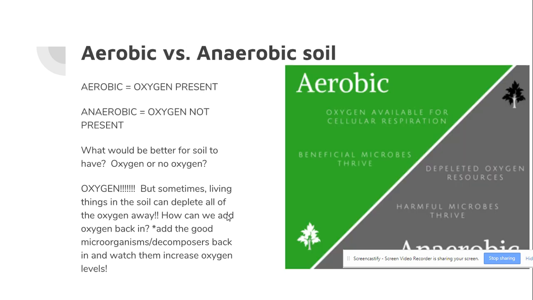All right, aerobic versus anaerobic soil. Aerobic means there's oxygen there. Anaerobic means there's no oxygen there. So what do you think is better? Oxygen. We need oxygen. Living things need oxygen.